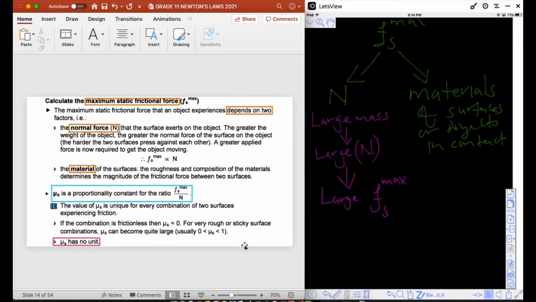However, if we compare that to a dead pig that has a relatively smaller mass, it will have a smaller normal force, and that will lead to a smaller frictional force between its surface and the surface of the ground, and hence it will be relatively easier for you to push and move that dead pig from one point to the other. Now let's move on to materials. This is obvious. We can compare the roughness of one material to another. A surface or a material that is rough is going to have a higher friction value or frictional force as compared to a material that is smooth.